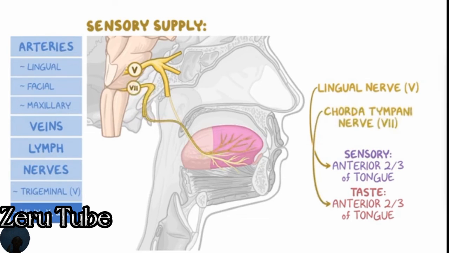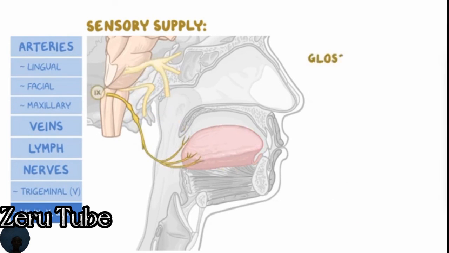seven. So let's see. Cranial nerve 7 innervates taste function. Cranial nerve 5 innervates general sensory function. The other is the glossopharyngeal nerve.